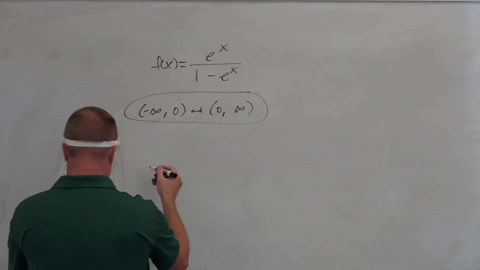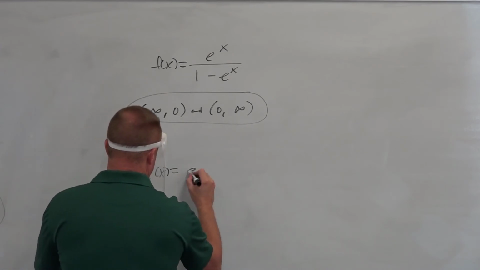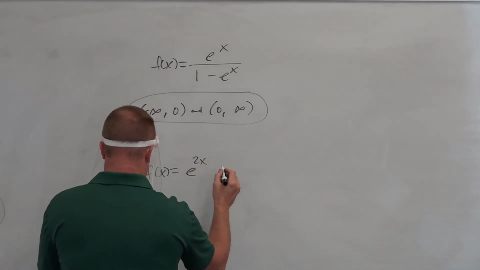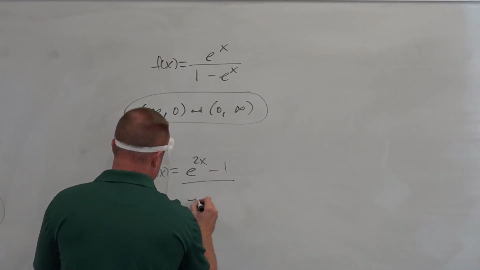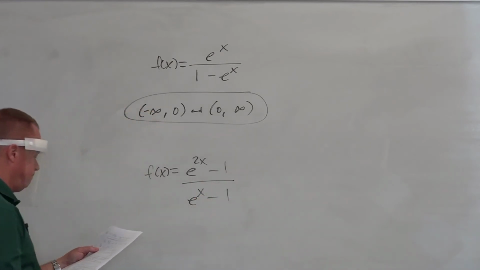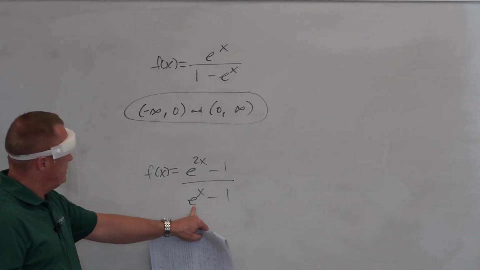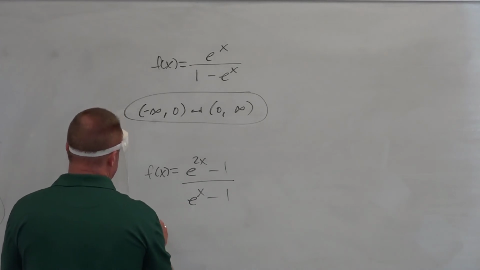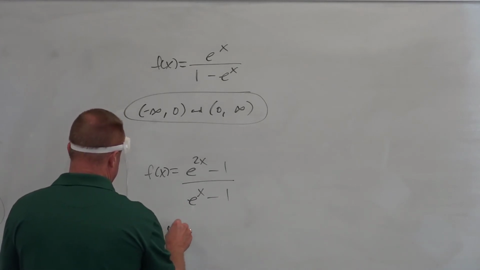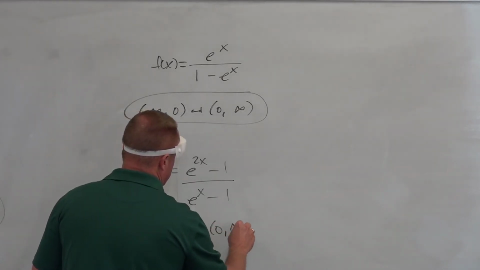Okay, one more of those. F of x equals e to the 2x minus 1 over e to the x minus 1. Okay. Again, when e to the x is 1, that's when it is not defined. So it is continuous again from negative infinity to 0 and 0 to infinity.